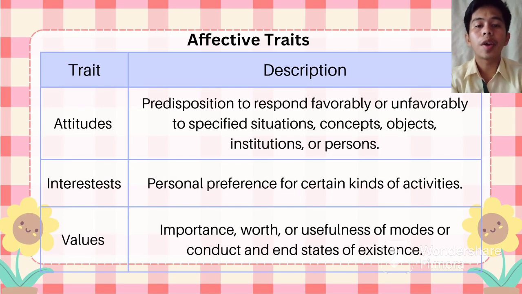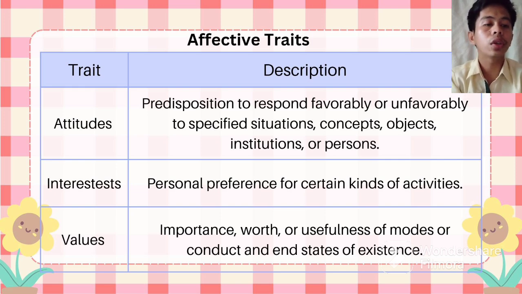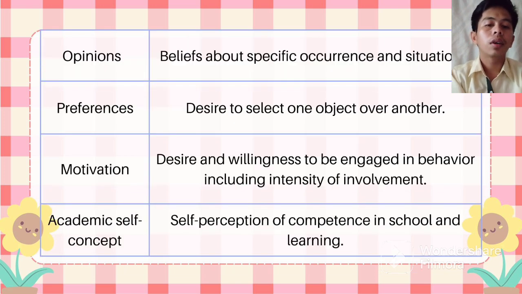There are different affective traits. The first is attitudes, which is the predisposition to respond favorably or unfavorably to specified situations, concepts, objects, institutions, or persons. Next is interests. It is personal preference for certain kinds of activities. Next is values. It is the importance, worth, or usefulness of modes of conduct and end states of existence. Next is opinions. It is beliefs about specific occurrences and situations.